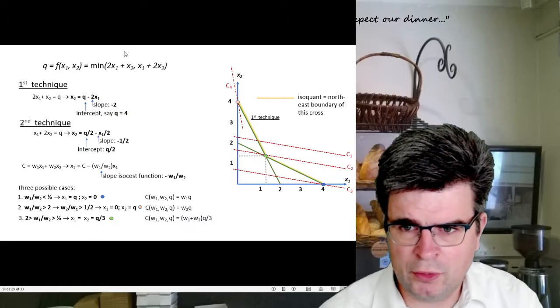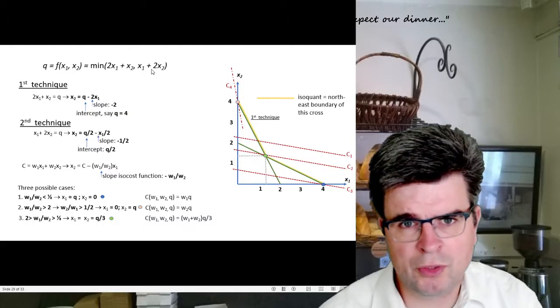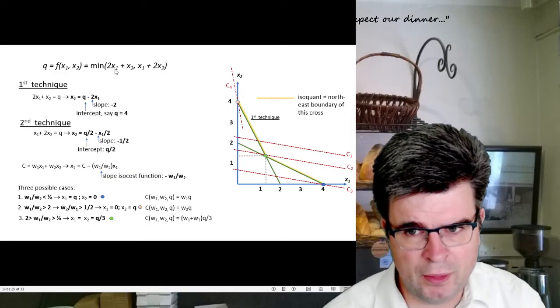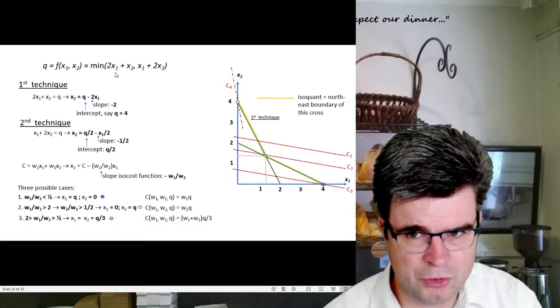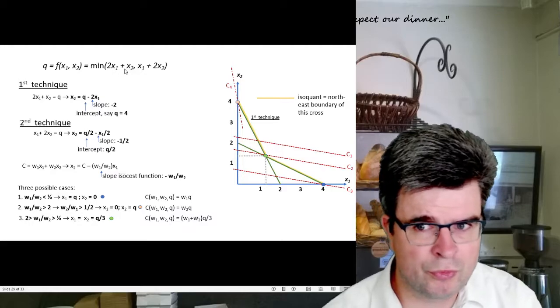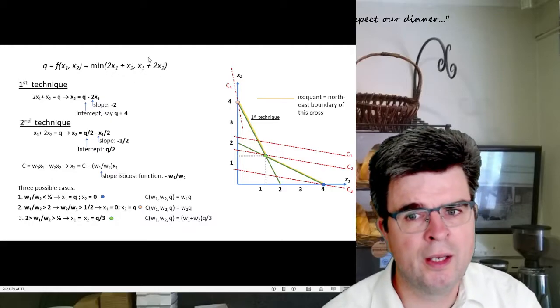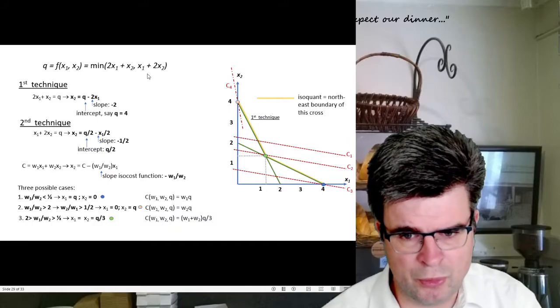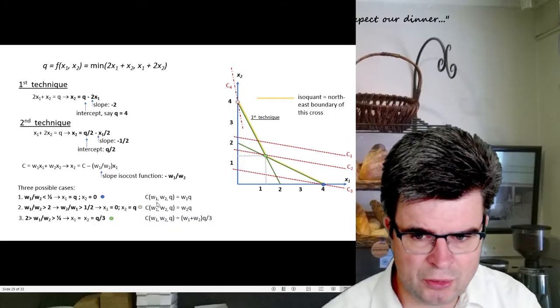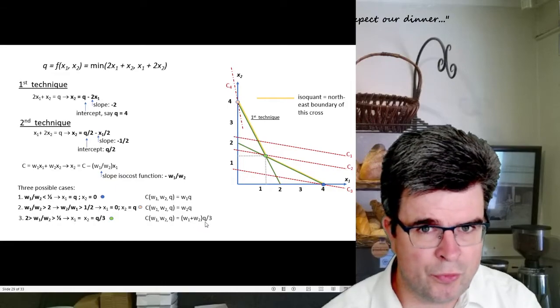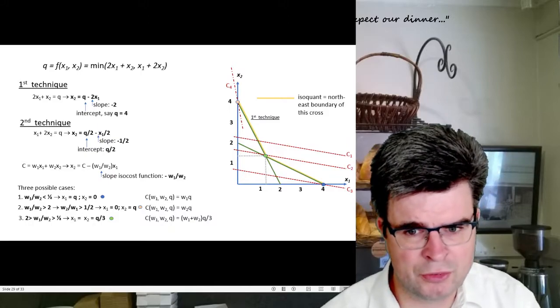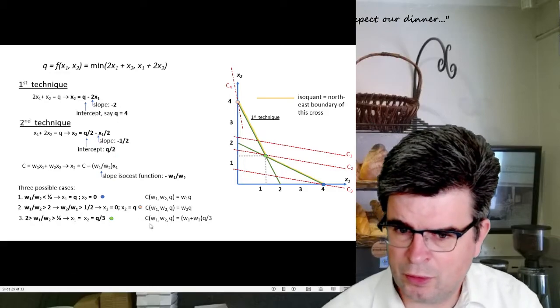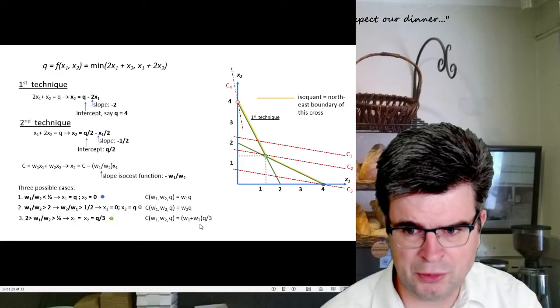And if you would plug in Q over 3 for X1 and X2 in our production function, you would see that the minimum of the two would be exactly equal to Q, which is no surprise, because you have 2 times Q over 3 plus Q over 3, which makes Q, and this expression will also amount to Q. In this case, our cost function is equal to Q over 3 units of X1 and of X2, multiplied with the cost of X1 and X2, which is W1 and W2. So the cost function is given by this expression.